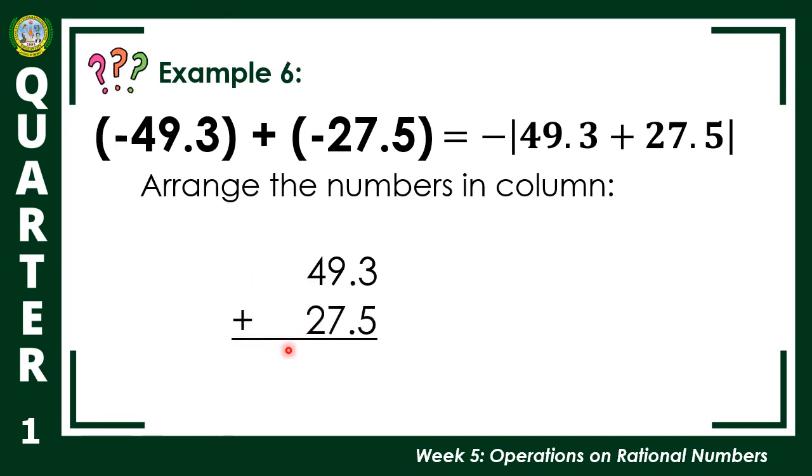49.3 plus 27.5. Since magkatapat na yung decimal point, pwede na natin silang i-add. 3 plus 5 will become 8. 9 plus 7 will become 16. Carry 1. And then 1 plus 4 plus 2 will become 7. Okay? And again, sabi ko nga po, our answer should be negative. So, hindi pa to yung sagot. Okay? So, the answer is negative 76.8 or negative 76 and 8 tenths.